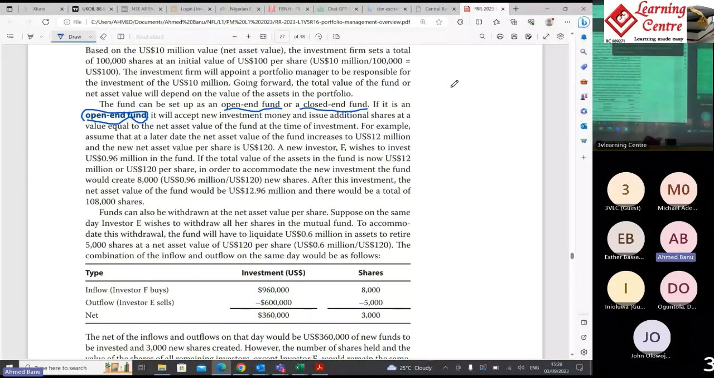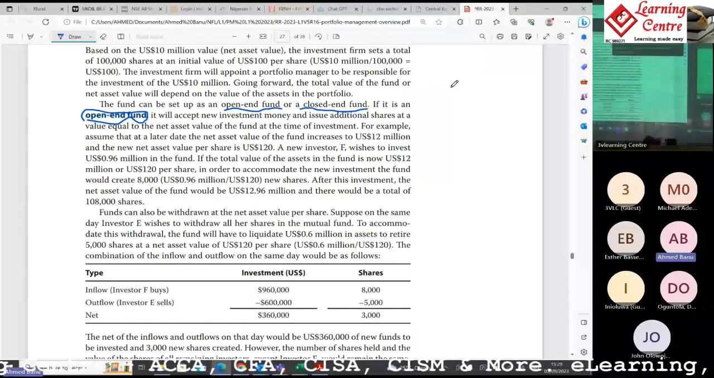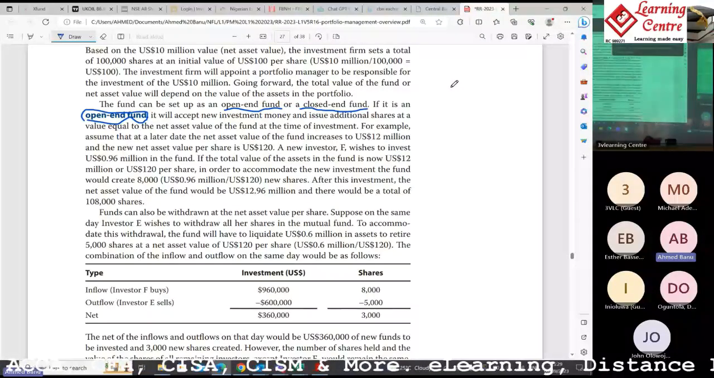But the thing is, every time you buy, the fund manager is creating units for you. Every time you sell, the fund manager is canceling those units. So at every point in time, the fund manager is creating and canceling, creating and canceling. So that's open end. Now for closed end, it is the reverse.